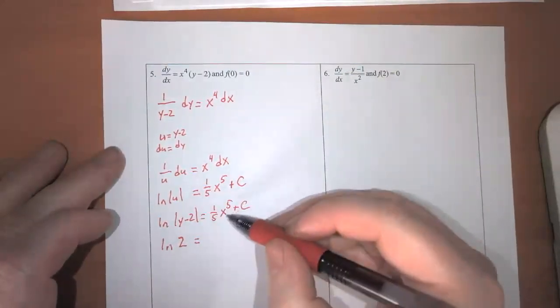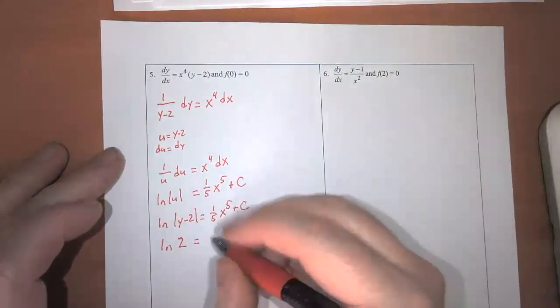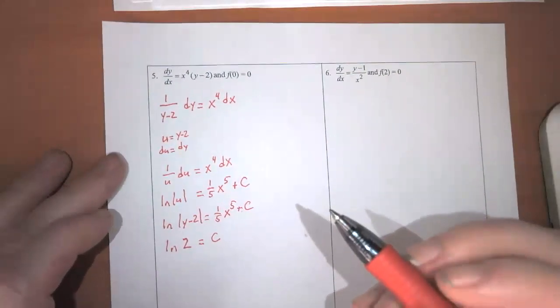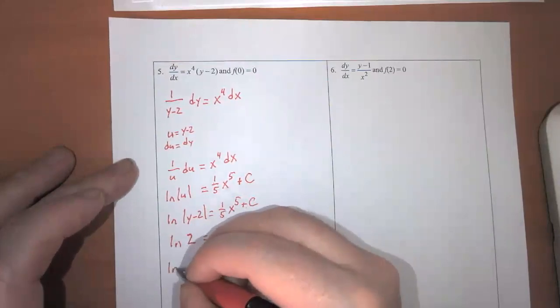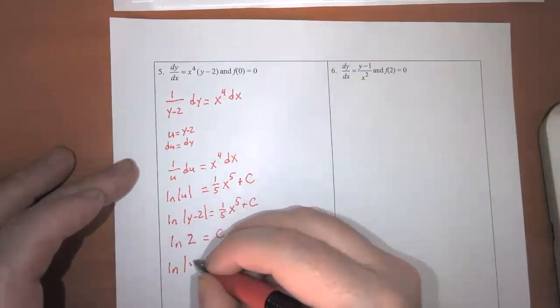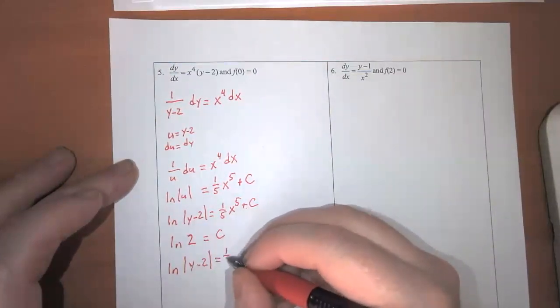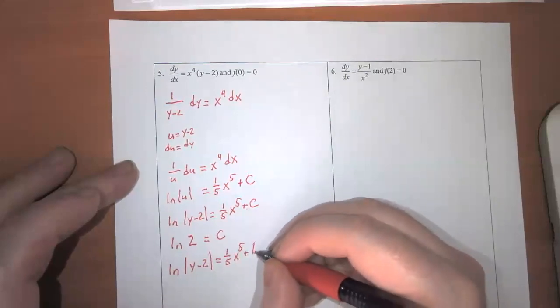And over on this side of the equation, x is equal to 0, so 1/5 x to the fifth is 0. And so I've just got c over here. So c is equal to the natural logarithm of 2. If I wanted to be super cautious, I could just express the function like this: 1/5 x to the fifth plus the natural logarithm of 2.